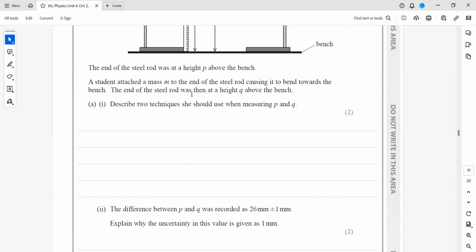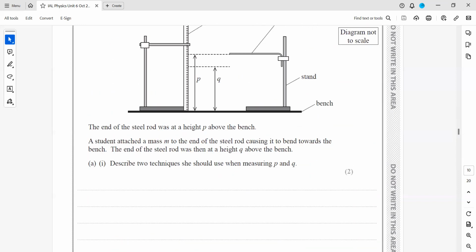Describe two techniques you should use to determine P and Q, like how she can determine P and Q as accurately as possible. First, whenever we are measuring certain distances, we can use a set square and ensure that the meter rule is exactly vertical and the ends are very close to each other, and we should look perpendicular, because we are measuring this height. The meter rule should be closer to this part. So how do we ensure that it is as accurate as possible?